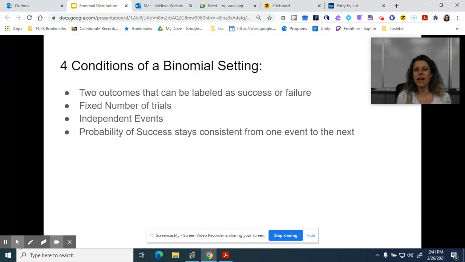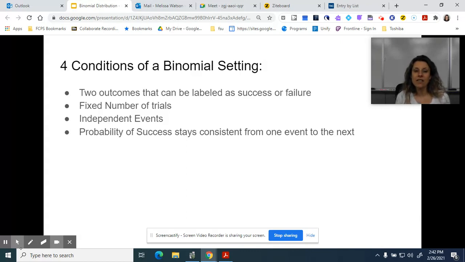But lots of things that have more than 2 outcomes could also fall under the binomial setting. So for instance, if we're rolling a die, we know there's 6 outcomes on the die. But if we label one of those outcomes a success, let's say the number 1 is our success, we could label 2 through 6 as failures, and now it becomes a binomial situation that only has 2 outcomes, the success of 1 and then the failure of 2 through 6.